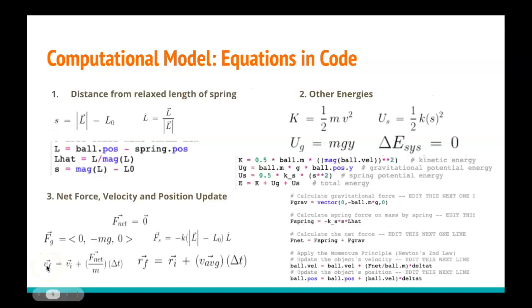Physics equations from this lab in code. The first is the code for the distance from the relaxed length of the spring. The second is the other energies, which are kinetic, spring, and gravitational energies, and the change in energy of the system, which is equal to 0. The final equations in the code were the F net, gravitational force, spring force, and velocity and position update formula, which are shown on the bottom.